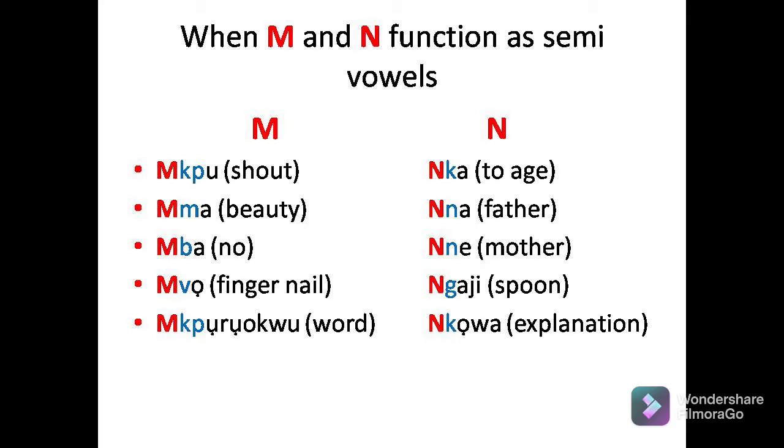Now let's look at the N. We have nka. Nka, to age. We have nna, father. Nne, mother. We have ngaji, spoon. We have nkowa, which means explanation.